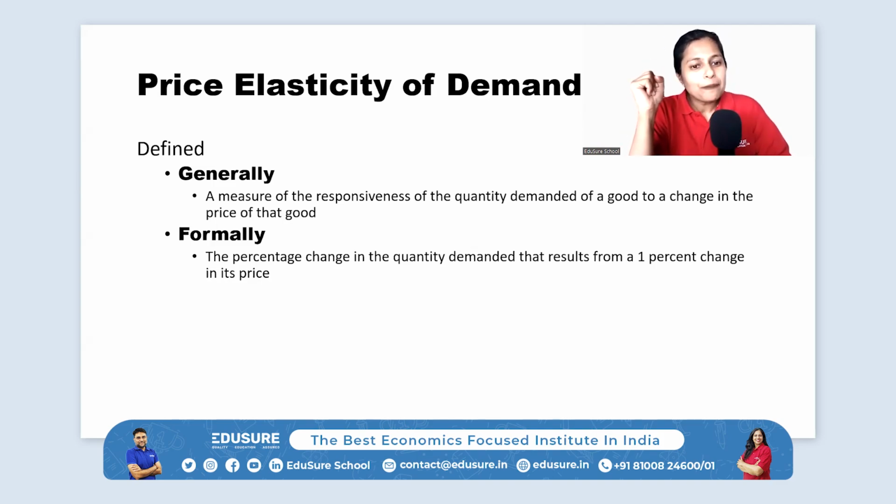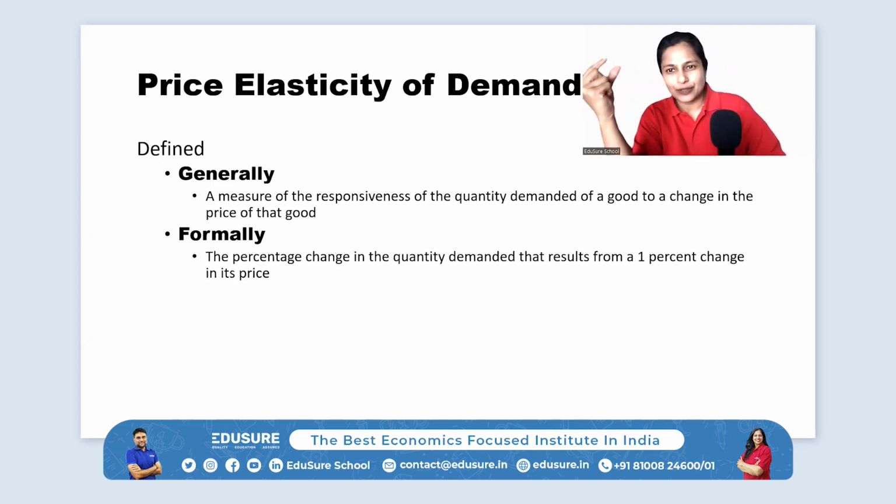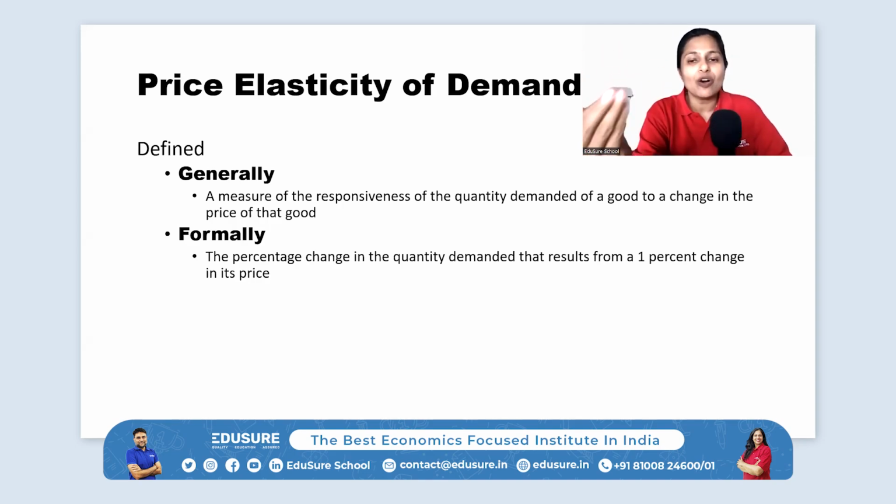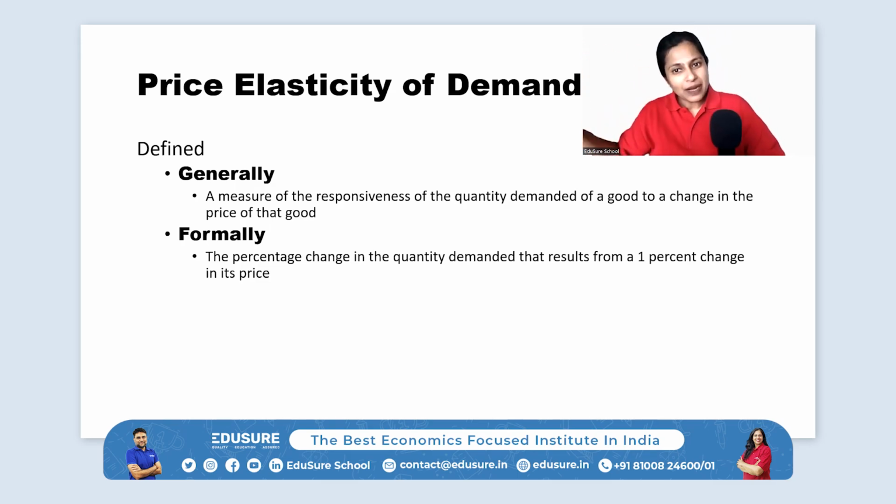So elasticity generally measures the change in one thing with respect to the other. For example, the first type of elasticity that we are doing is price elasticity of demand. Price elasticity of demand means कि price के change होने से demand कितना change हो रहा है. So generally it is defined as the responsiveness of quantity demanded of a good to a change in the price. Formally, the definition of elasticity is the percentage change in the quantity demanded from a 1% change in price.